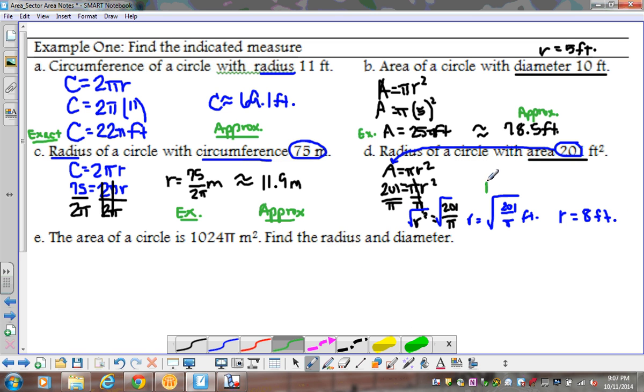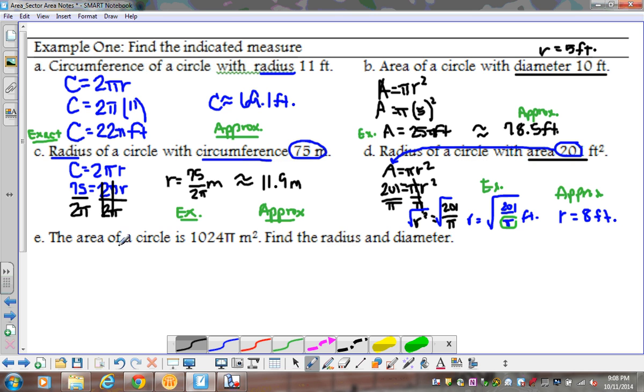So once again, this is my exact, because I left it in terms of pi, and this is my approximate, because I multiplied everything out and divided things out and just got a decimal. All right, cool. So let's look at this last one here.